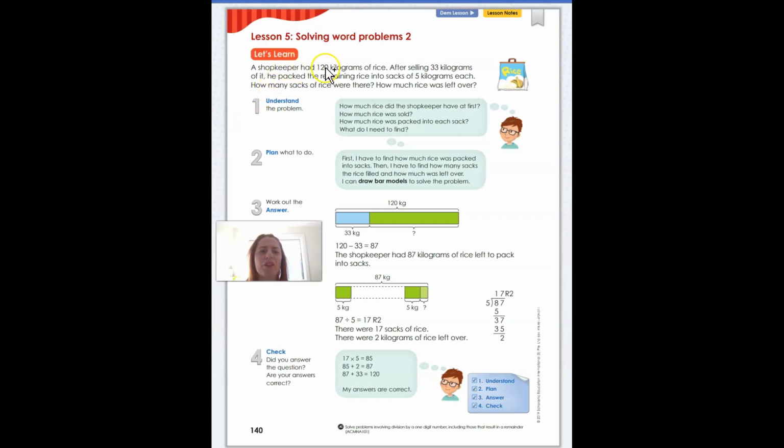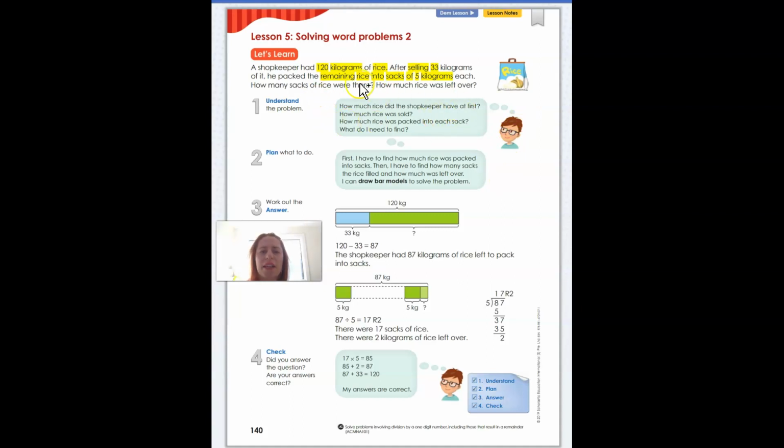A shopkeeper had 120 kilograms of rice. So I'm highlighting that because I need to remember that. Okay. After selling 33 kilograms of it, he packed the remaining rice into sacks of 5 kilograms each. So that's all important information for me, and hopefully for you too. How many sacks of rice were there? How much rice was left over?